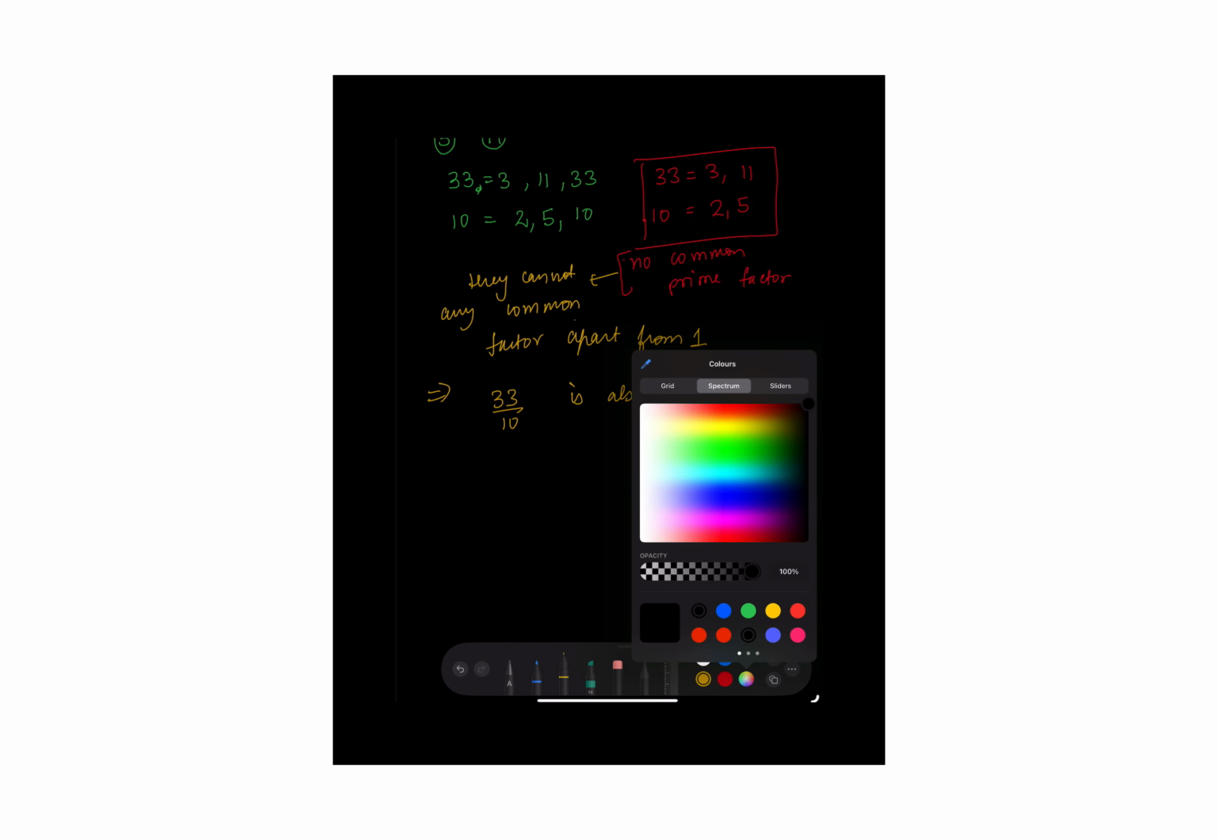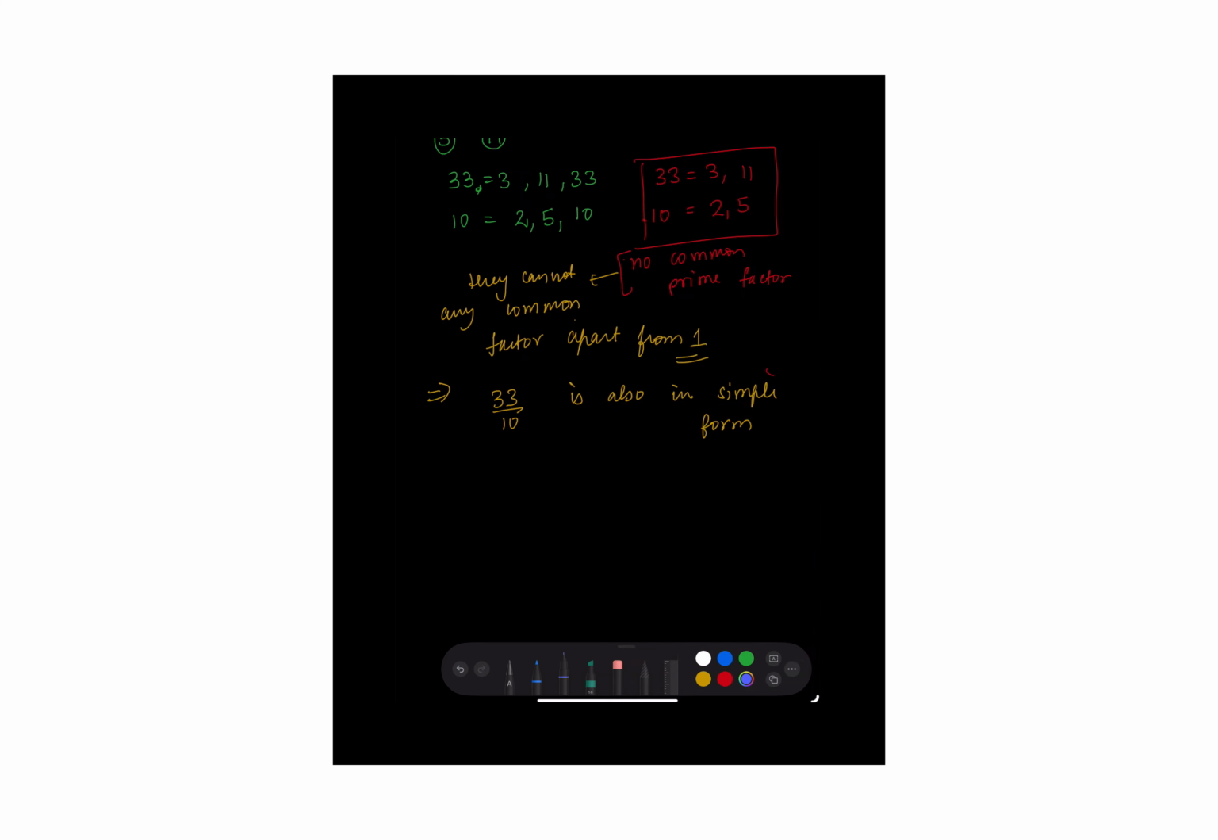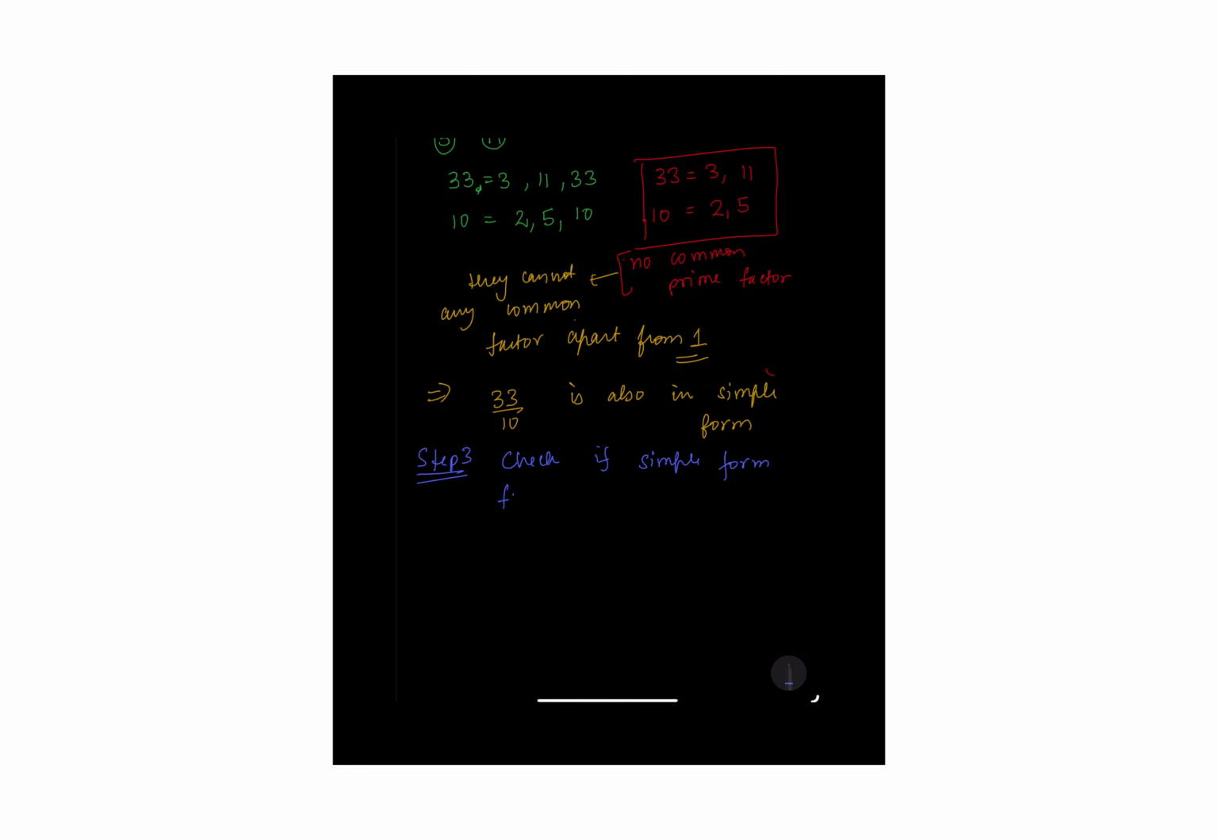Let's see what step 3 looks like. Step 3: check if these simple form fractions are unlike or like. Why? Because if your fractions are like fractions, you know that we can add the numerators to add both the fractions.